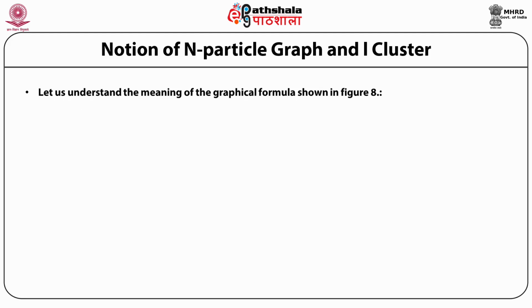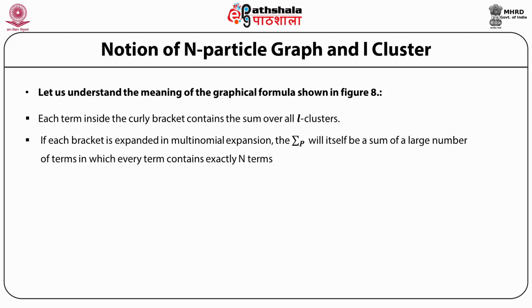Let us understand the meaning of the graphical formula shown in figure 8. Each term inside the curly bracket contains the sum over L clusters. If each bracket is expanded in a multinomial expansion, the summation over P will itself be a sum of a large number of terms in which every term contains exactly n terms.